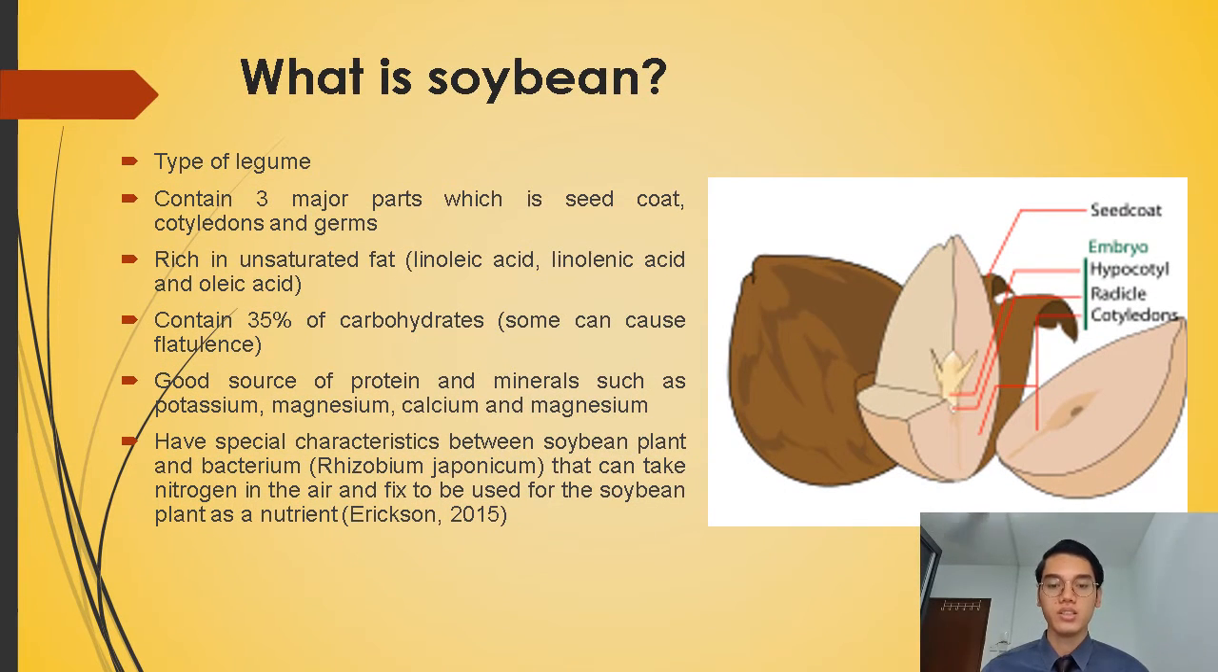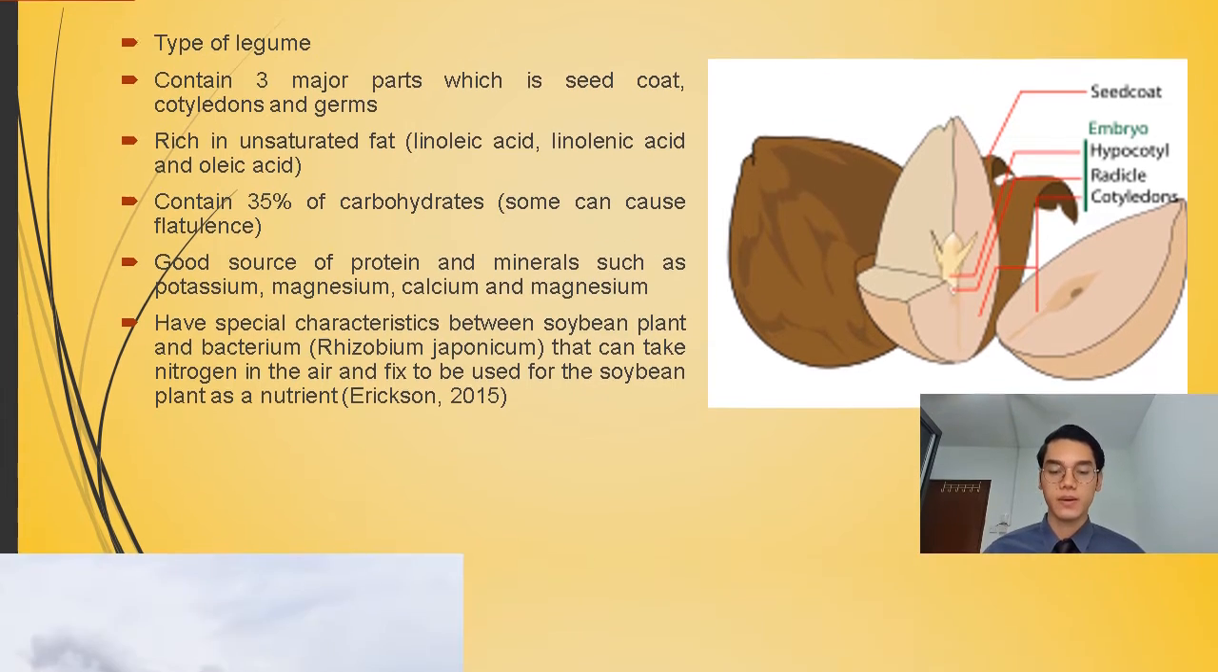First, for the introduction, what is soybean? Soybean is a type of legume that contains three major parts, which are seed coat, cotyledons, and germ. Soybean is also rich in unsaturated fatty acids, which are linoleic acid, linolenic acid, and oleic acid. Soybean also contains 35% carbohydrates, and is a good source of protein and minerals such as potassium, magnesium, and calcium.